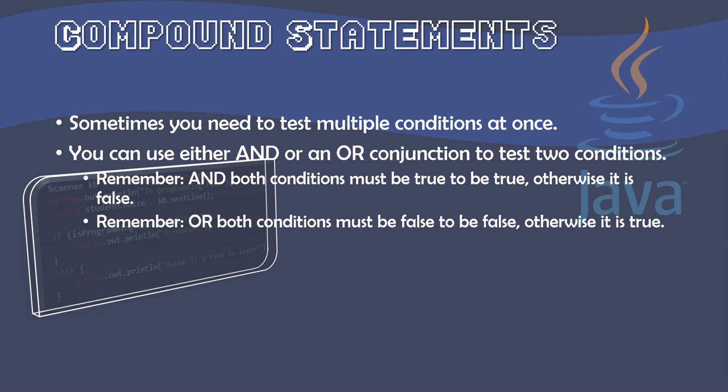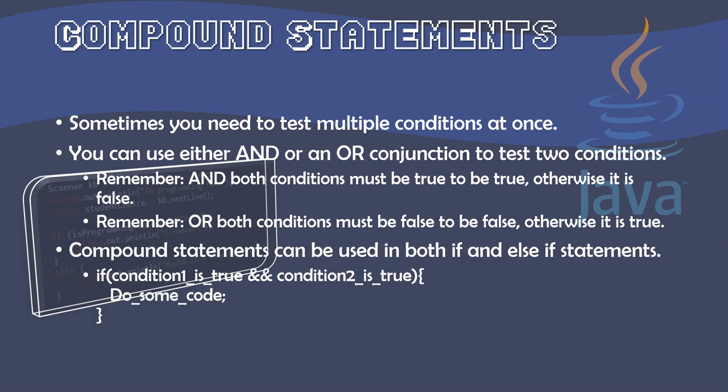Now, if I were to switch it around and say it's positive or it's even, well, now only one of those conditions has to be true, because if both conditions are false, it's false. Otherwise, it's true. So you can see it's just the opposite of what we would have with an and statement.